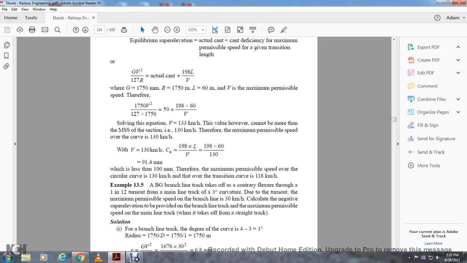Solving this equation gives a velocity of 133 kilometers an hour. However, the value cannot be more than the maximum sectional speed, 130 kilometers an hour. Therefore, the maximum permissible speed on the curve is 130 kilometers an hour.